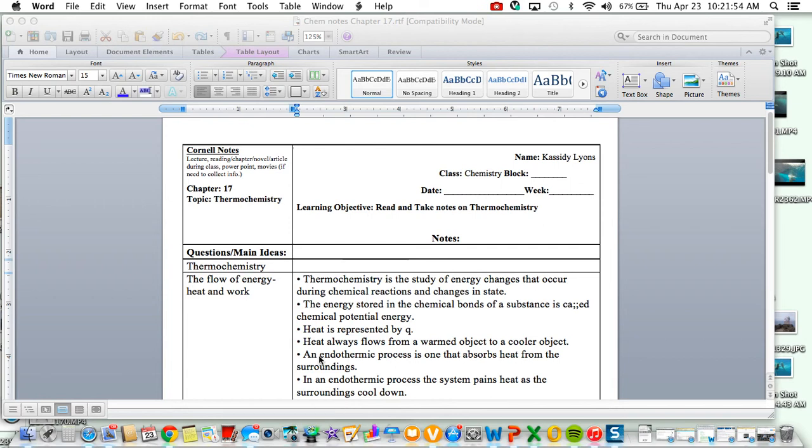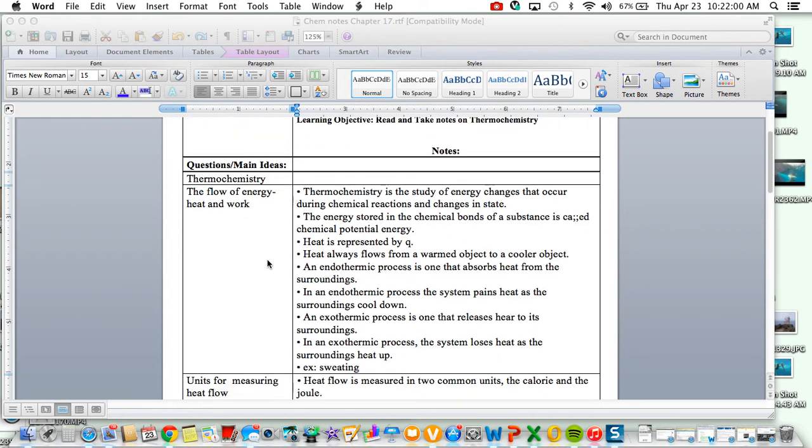Okay, so I'm going to be explaining thermochemistry and what that is. Right now we're learning about thermochemistry, and that's the flow of energy and the heat and how it works. There are two types of processes referring to heat.